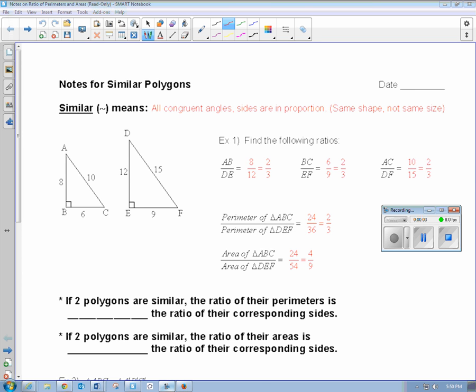For today's lesson, it does say that the title is Notes on Similar Polygons, but more importantly, we're talking about their perimeters and areas. We already know by definition that similar means that all the angles in the shape are congruent between the two shapes, and that all of the corresponding sides are proportional. It means in general that our two figures will be the same shape but not the same size.